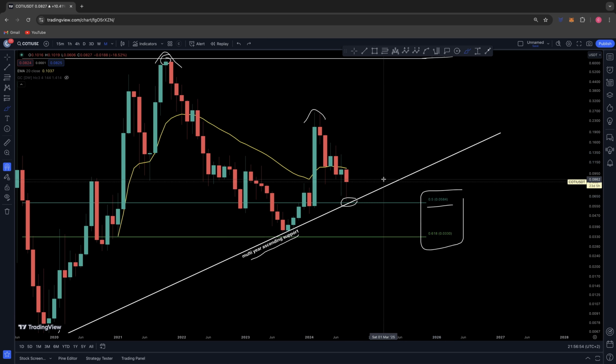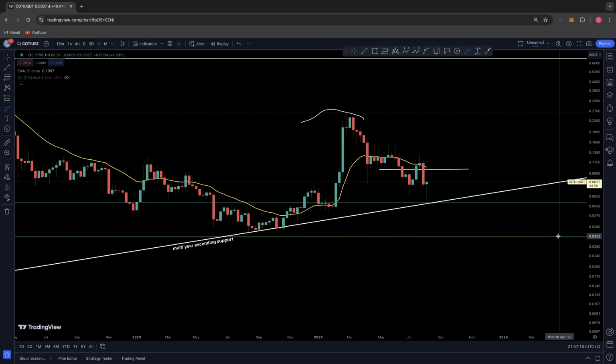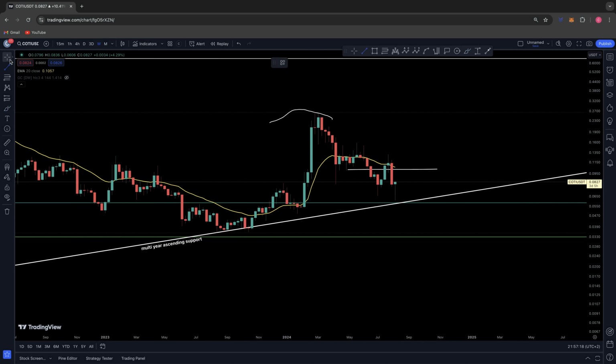Now we are getting a bit of a squeeze. So if we focus a bit more on the 20 EMA, you can see I've got the EMA 20, which is this yellow line. When you come below this EMA and start closing below it, it's not normally a good sign. And I think this is why this month, because we failed to get back above this EMA, we've seen this rejection.